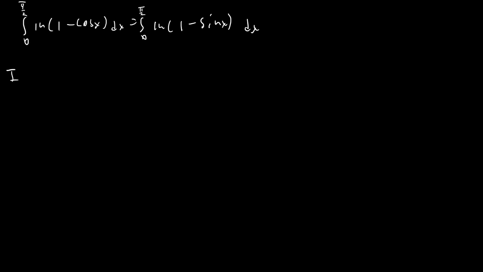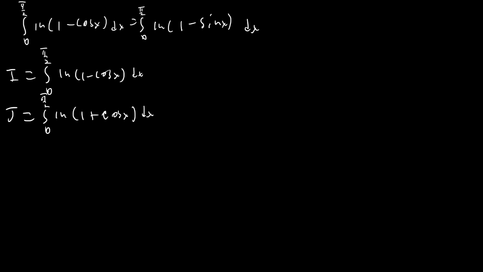So first, let's show a quick result that we're going to be using in the video, which is the integral from 0 to pi over 2 of ln 1 minus cosine x. So first off, using King's property, this is equal to the integral from 0 to pi over 2 of ln 1 minus sine x, same integral. And the way we're going to solve this is we're going to let I equal the integral from 0 to pi over 2 of ln 1 minus cosine x dx. And we're going to let J be the integral from 0 to pi over 2 of ln 1 plus cosine x dx.